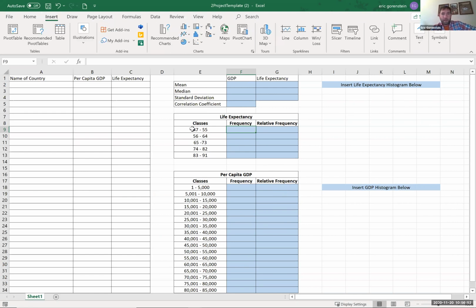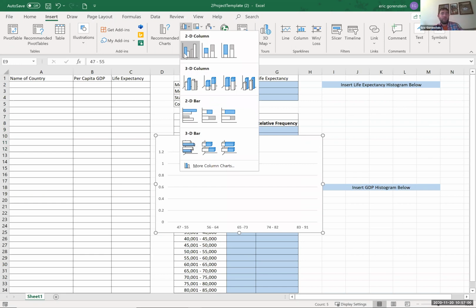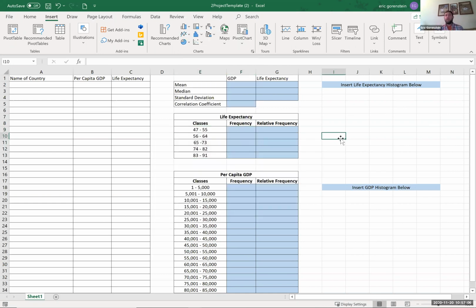Basically, once you fill this out, you highlight, insert the graph. And once you have numbers in there, you'll have that bar graph. So there shouldn't be any one step in this problem that is difficult. I've done a lot to set it up for you.